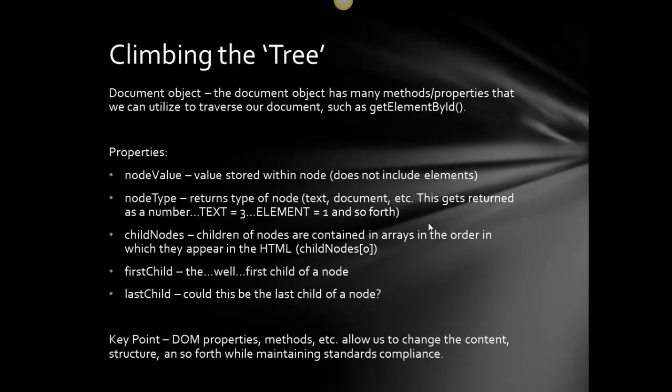So again, you'll hear the term traversing the tree or climbing the tree used a lot in talking about the DOM, the document object. There are tons of methods and properties that we can use to traverse that tree. I've already shown you two of them, get element by ID and get elements by tag name. Get element by ID is used a ton. You will use that a lot in here, and you will see it a lot when you look at code out there on the web.